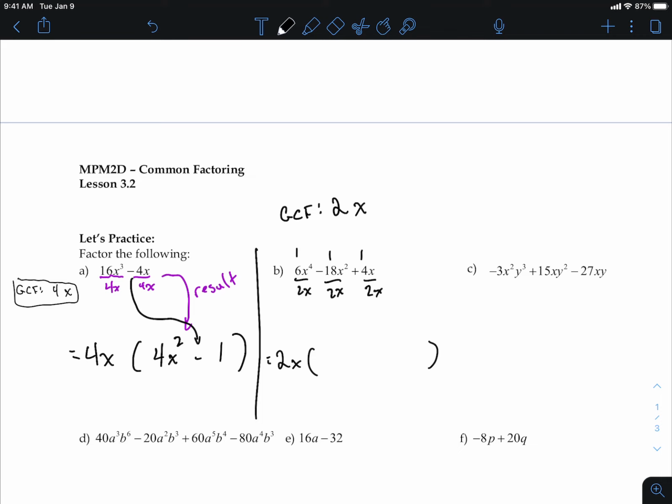So it's going to be 6x to the power of 4 divided by 2x. Deal with the numbers first. 6 divided by 2 is going to be 3. The x cancels with one of the x's up there. Now you're left with a 3, so it's x cubed. Move on to the next one. Negative 18 divided by 2 is going to be negative 9. X cancels with one of the x's up top. You got an x left. And then in the last one, 4 divided by 2 is 2. And the x's cancel. And you're all done.